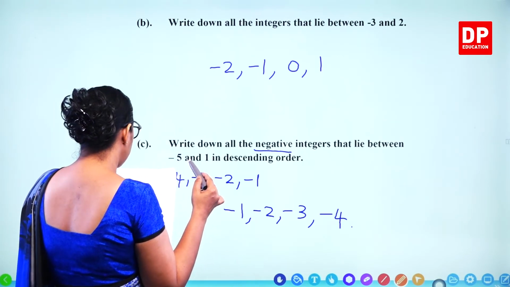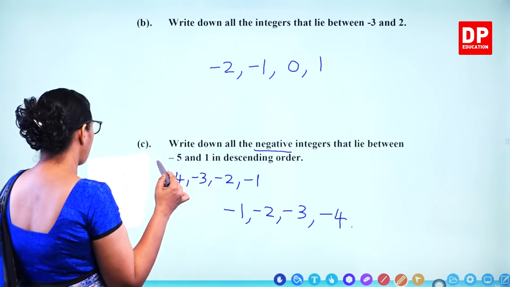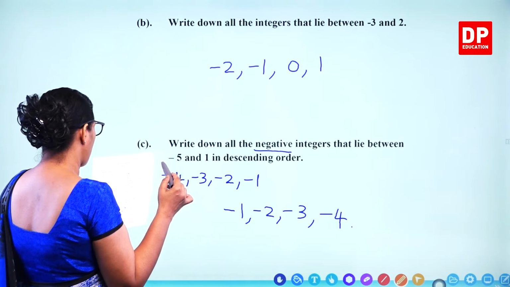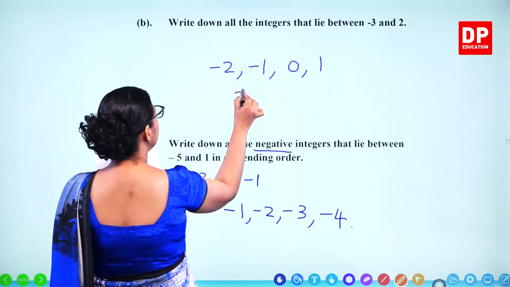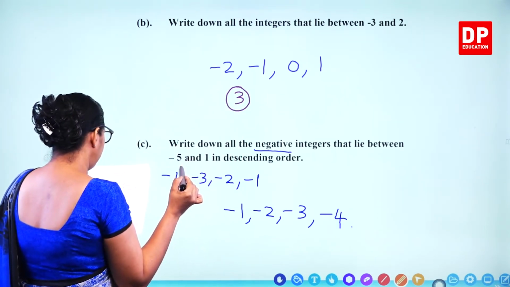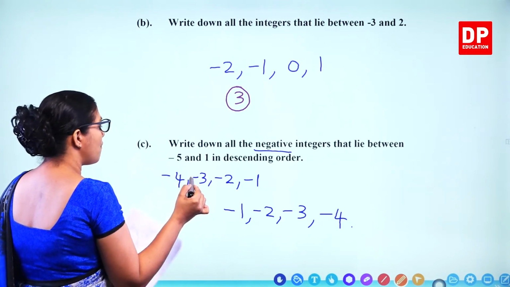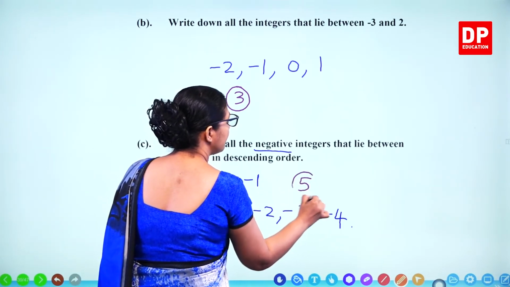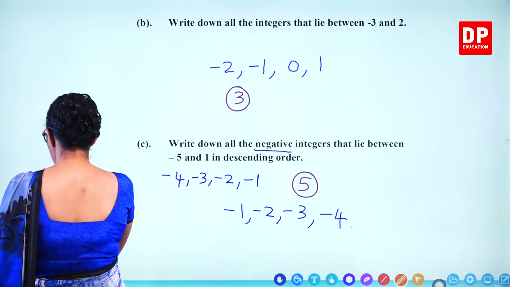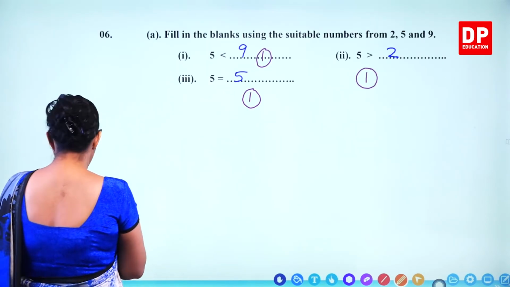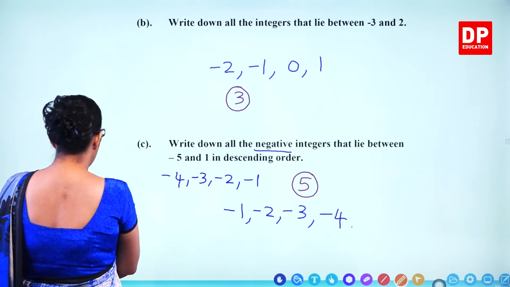How many marks? 3 marks here. And you are getting 5 marks for this part. 5 plus 3, 8. 8 and 3, 11 marks.